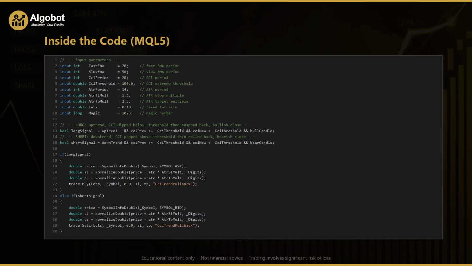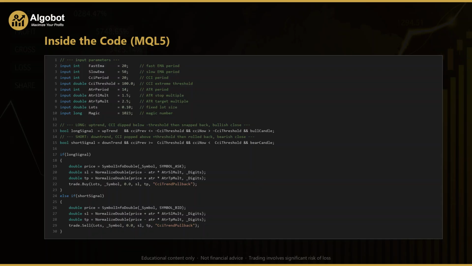Now to the heart of the strategy. The long signal is a single Boolean line. It's true only when uptrend is true, the previous CCI reading was at or below negative CciThreshold, the current reading has climbed back above it, and bull candle confirms a higher close. When all four align, the code reads the ask price, sets the stop 1.5 ATR below it, and the take profit 2.5 ATR above it, then calls trade.buy with the fixed lot size and those levels.